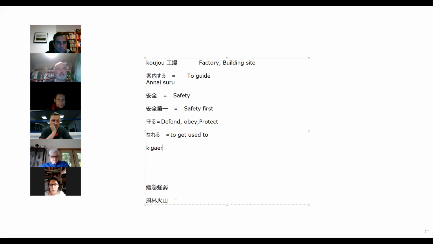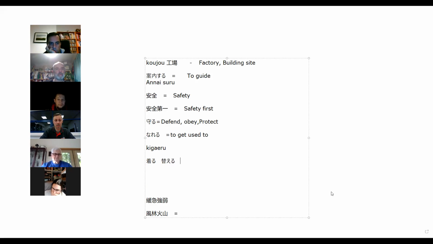Kigaeru. Kigaeru. This is a compound verb made from kiru, to wear, and kaeru, to change. So this means, what do you think? Change your clothes? Yeah, to change your clothes.